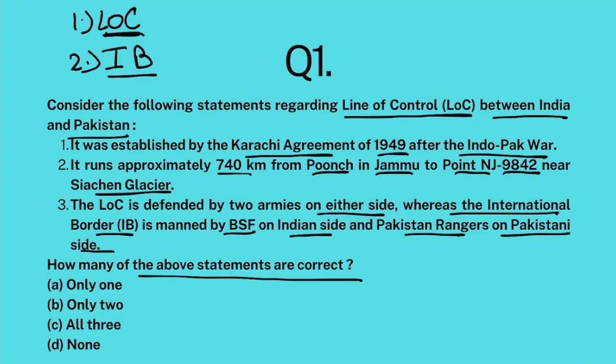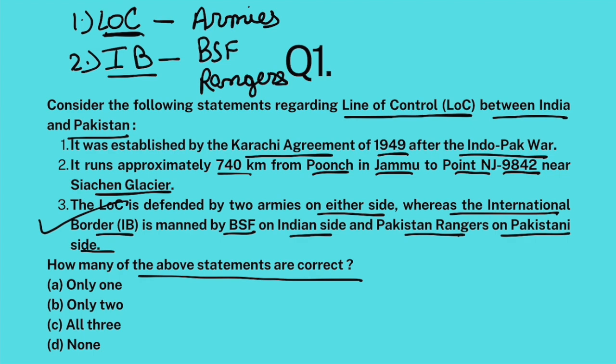Now, LOC is manned and managed by the two armies, Indian Army on Indian side and Pakistani Army on the Pakistani side. But when it comes to international border, in Punjab, Rajasthan, Gujarat, the international border is basically manned by border guard forces. It's Border Security Force on the Indian side and on the Pakistani side, it's Pakistani Rangers. So yes, third statement is correct.